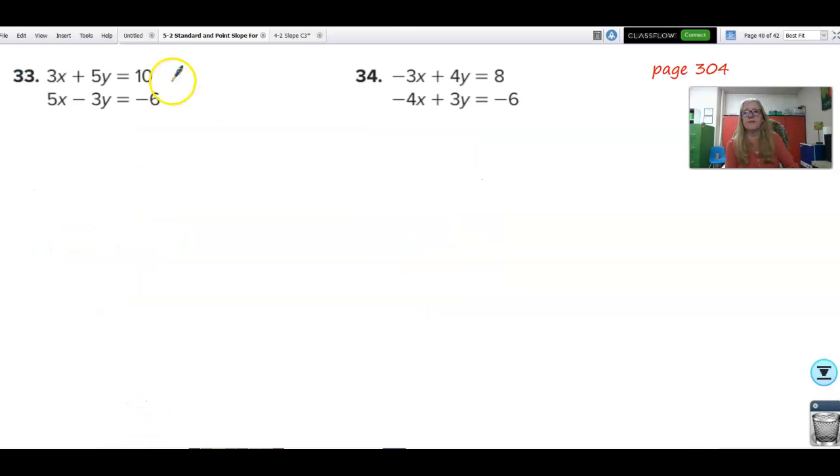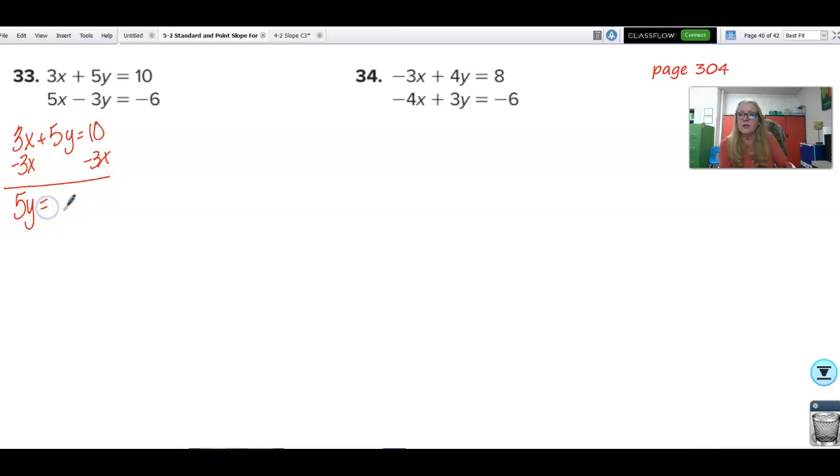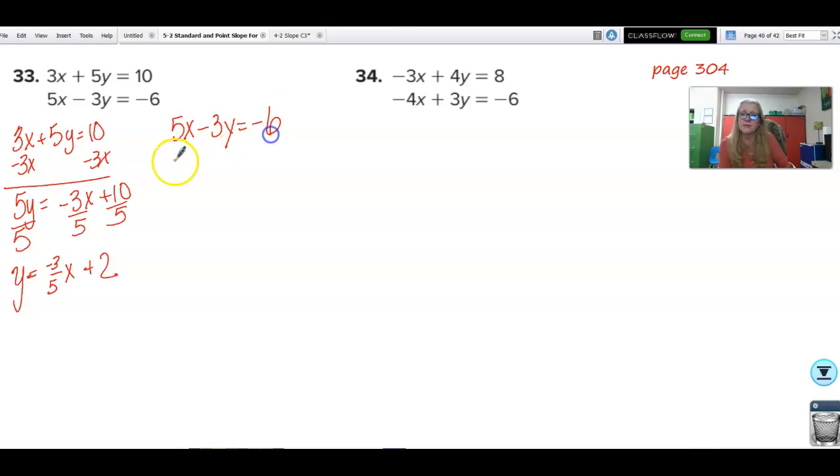These aren't as much work, except for now you've got two of them, and neither one of them is in slope-intercept form. So 3x plus 5y equals 10. I want to get y by itself. Subtract 3x from both sides. That gives me 5y equals negative 3x plus 10. Divide everything by 5. And I get y equals negative 3/5 x plus 2.